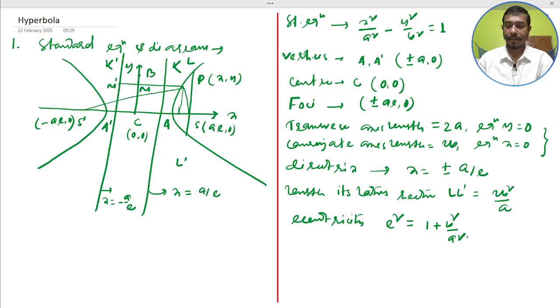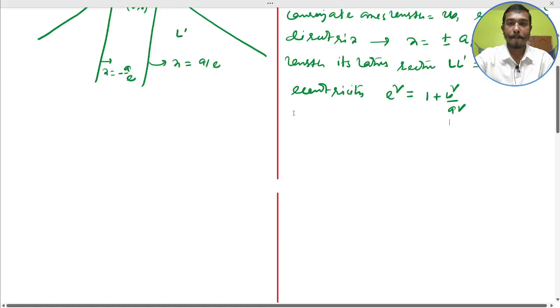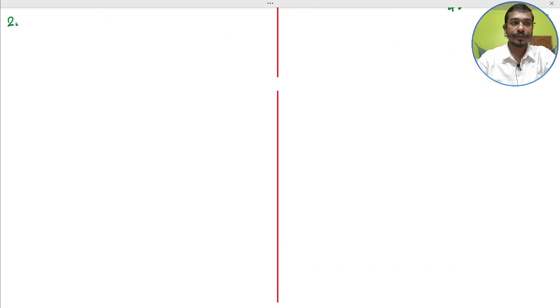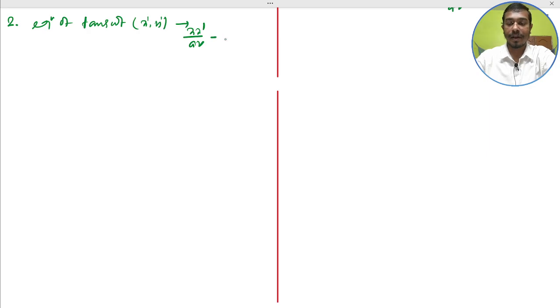Next, number 2. An equation of tangent at the point on the hyperbola. Equation of tangent at the point x dash, y dash on the hyperbola. This is nothing but x x dash divided by a square minus y y dash divided by b square, that is equal to 1.